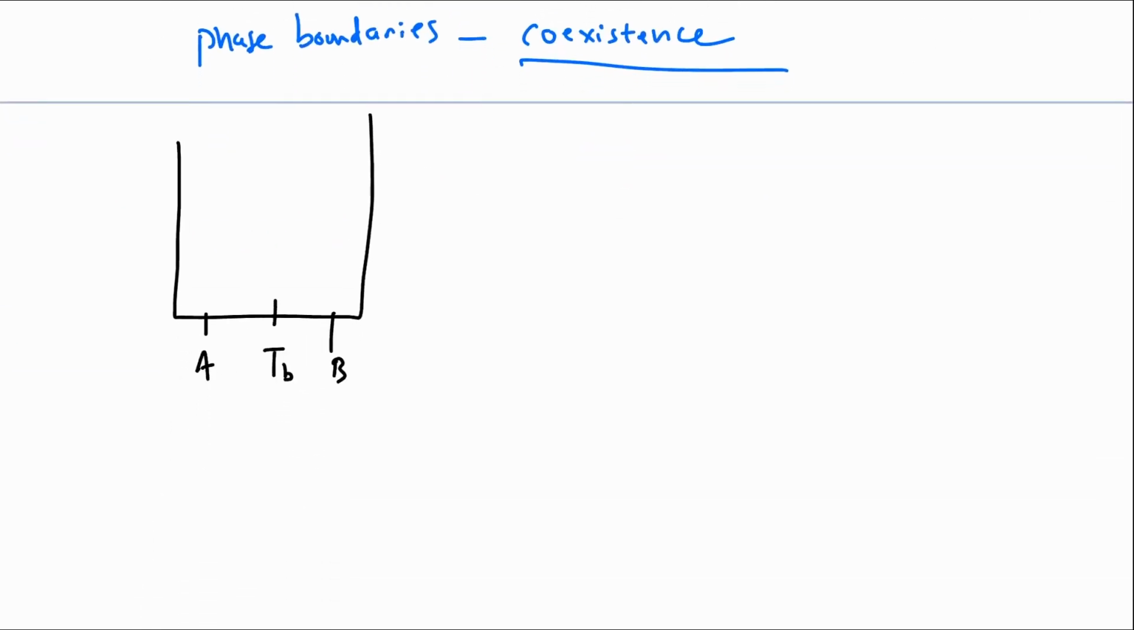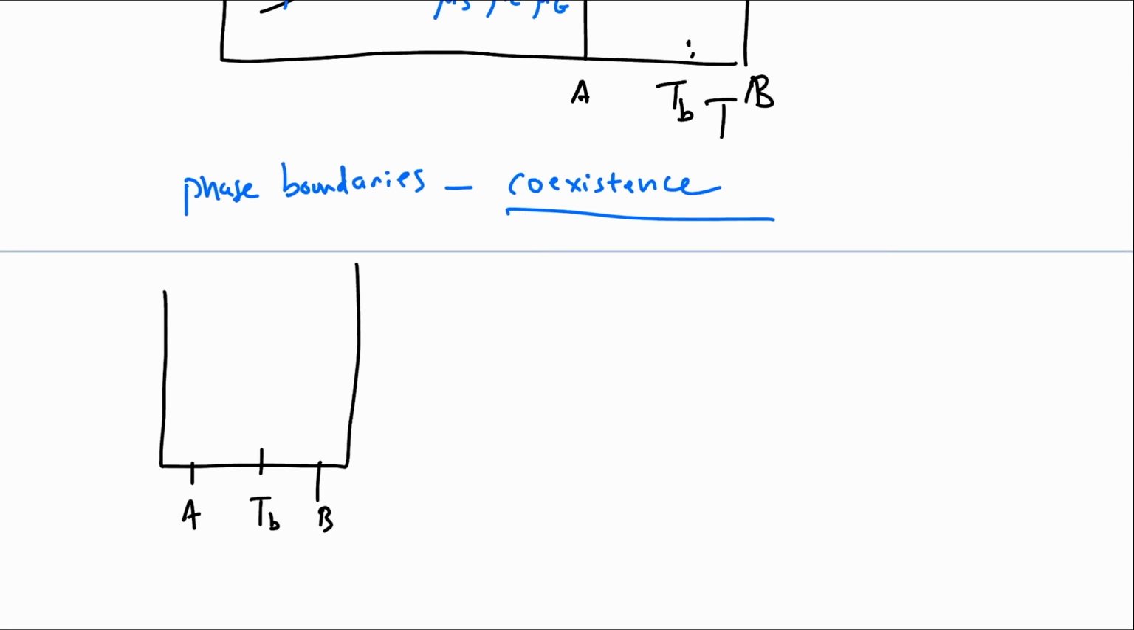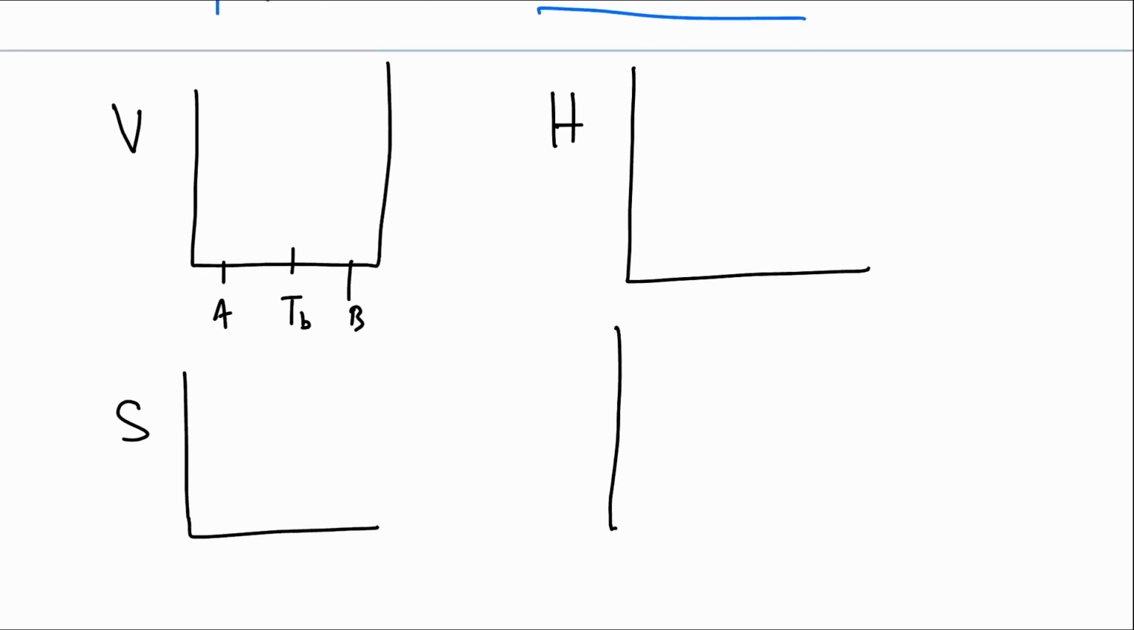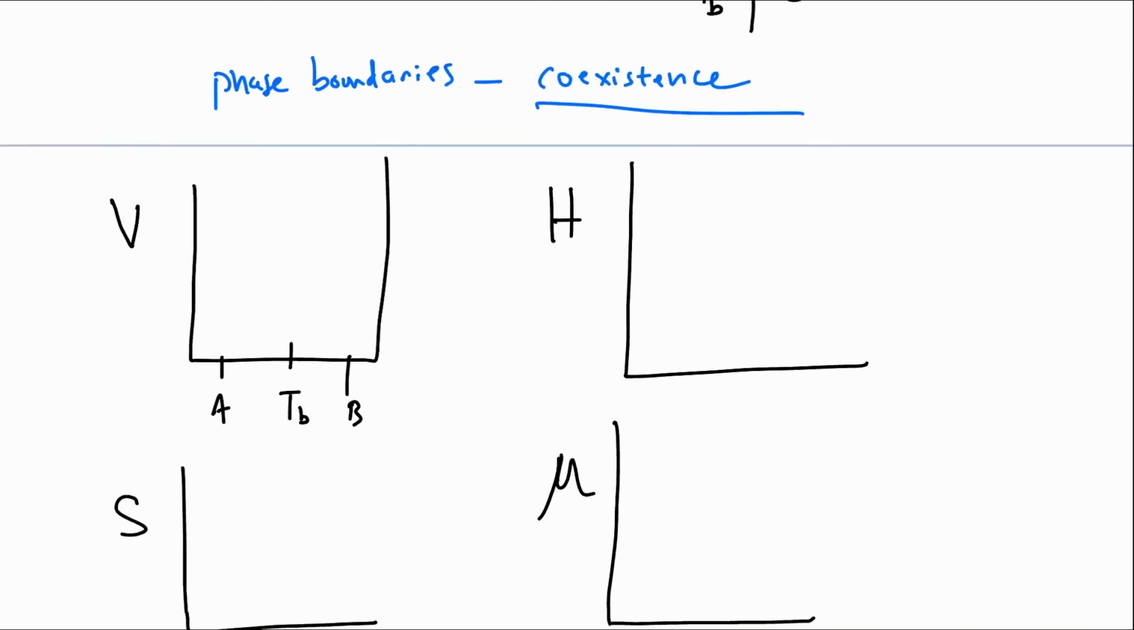Hint, it's T sub B. What is that point? Boiling point. Okay, so I can graph things. I can graph the volume. I could graph the enthalpy. I could graph the entropy, and I could graph the chemical potential as I go.